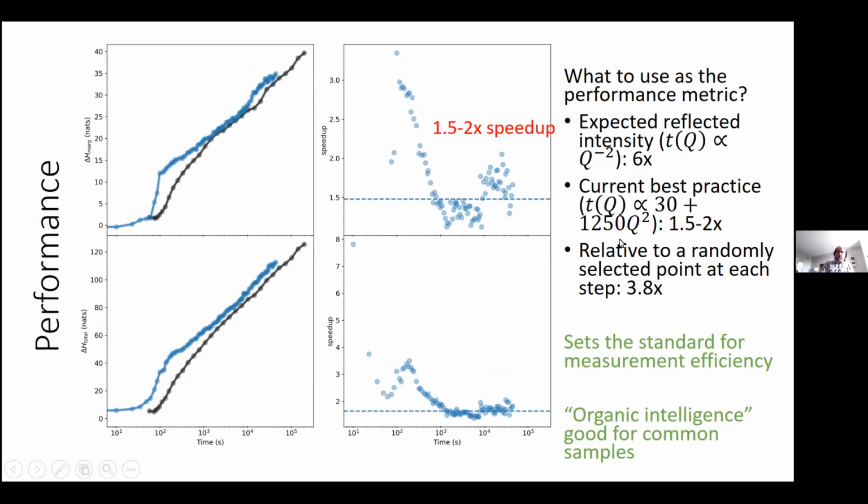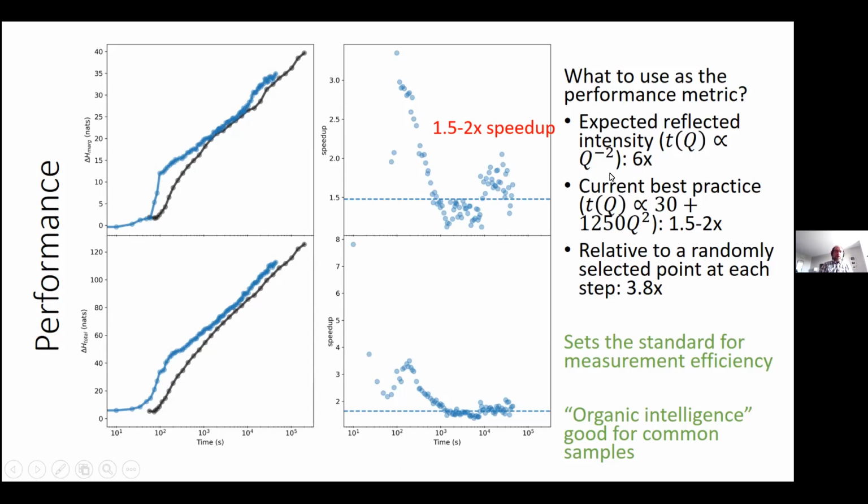The other way that you could calculate performance here is by saying, what if I were to just measure a random point instead of the best one? So then you calculate your figure of merit and you look at the ratio of the maximum to the average for every step. You average that out over the experiment, and you get about a factor of 4. So this is a pretty good estimate for the performance speed up.